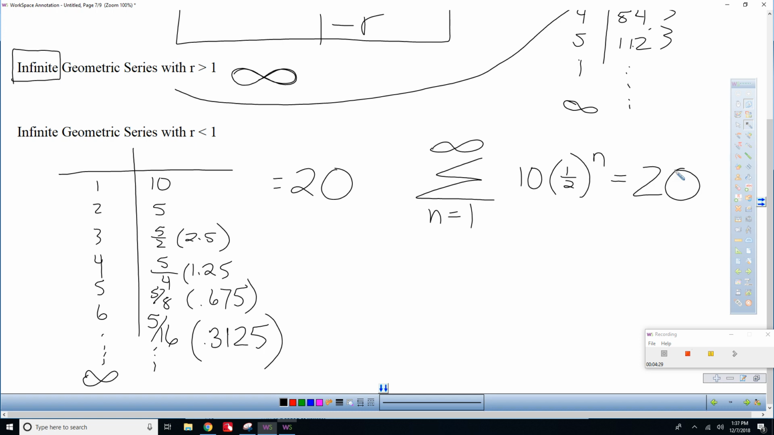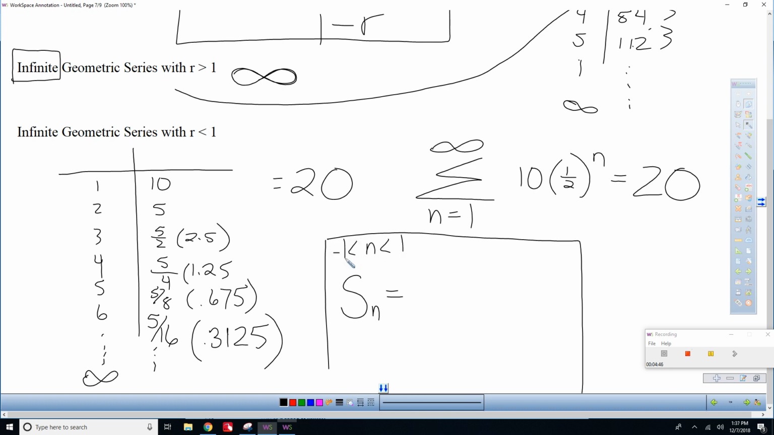No, I need to give you the equation, so I'm going to give it to you right here in this box. For a geometric infinite series with r less than 1 and greater than -1, the sum of all of the terms, all infinite amount of terms, is a sub 1 divided by 1 minus r. That simple.